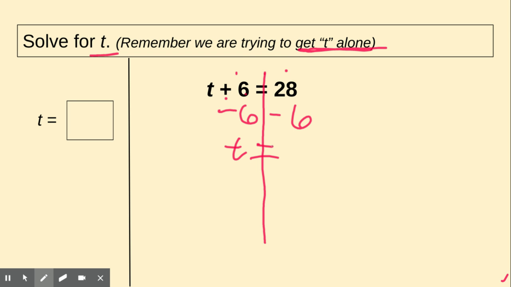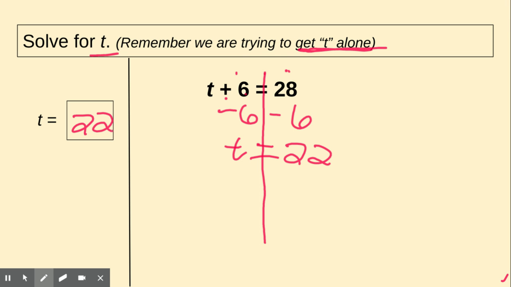And then on the right side here, we have 28 minus 6. 28 minus 6 is equal to 22. So t would equal 22.